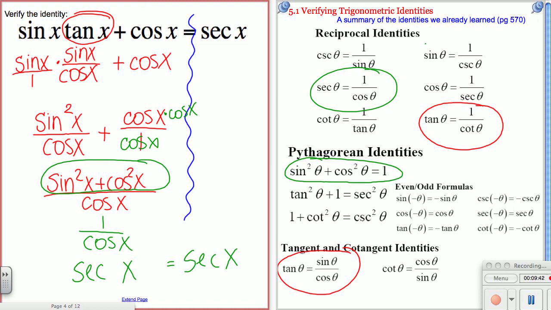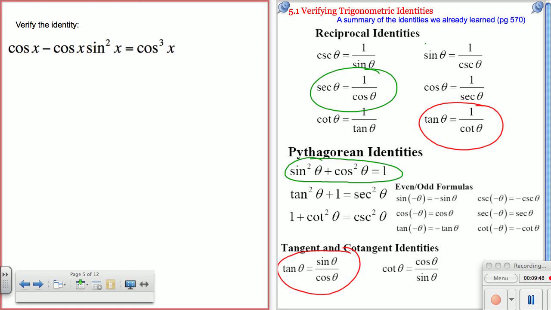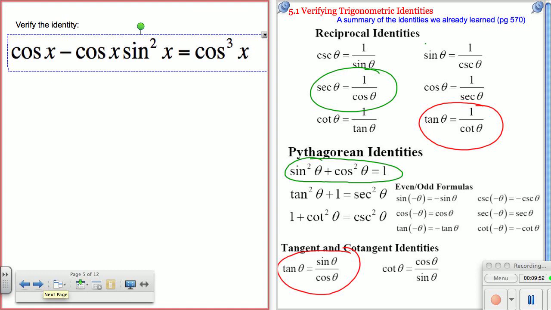We're going to verify one more identity today. So we're going to do one more of these. So let's go ahead and bring up our last identity for today to verify.